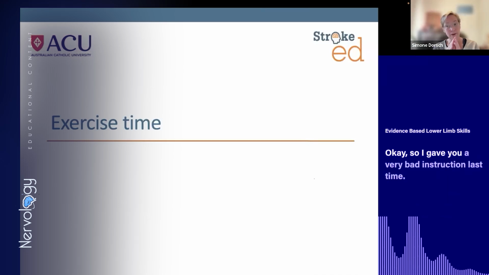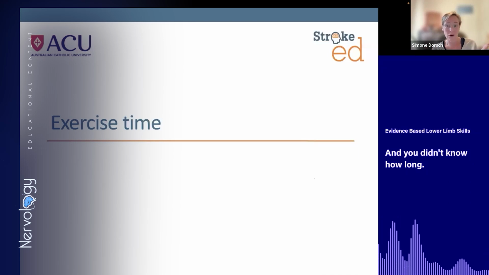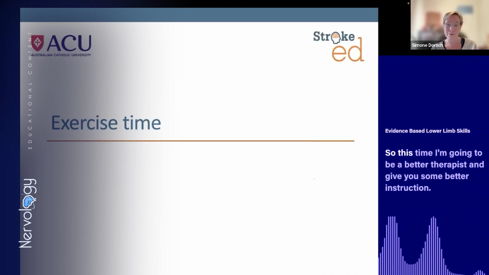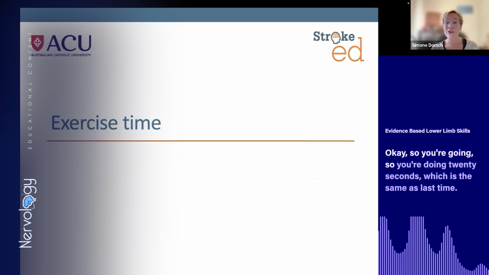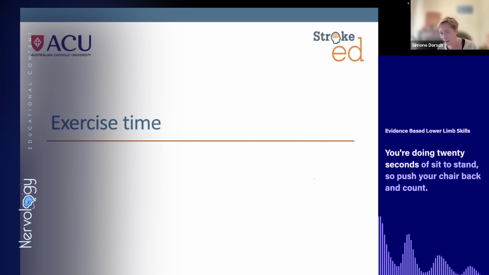Okay, so I gave you a very bad instruction last time. The instruction was to do some sit to stand, and you didn't know how long. You did not get asked to count your repetitions. So this time I'm going to be a better therapist and give you some better instruction. You're doing 20 seconds, which is the same as last time. You're doing 20 seconds of sit to stand.